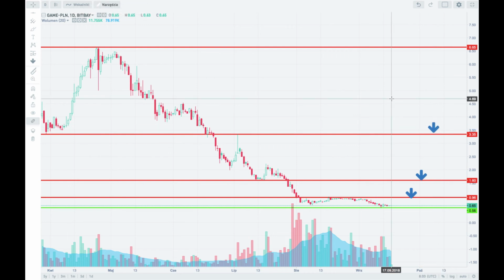Those are the most important levels in the GAME in the long term. If we want the trend to reverse and want a confirmation that the trend is really reversing, those levels marked with these blue arrows must be violated. If those levels are not broken, the downtrend will continue.